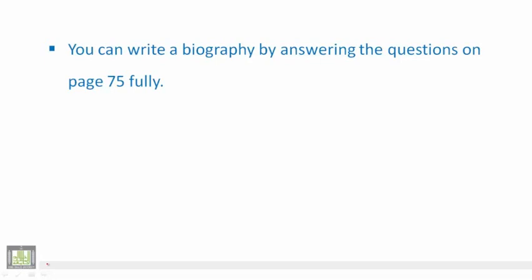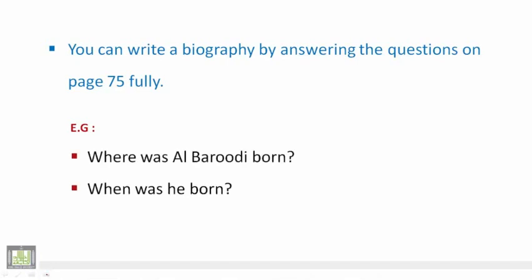Now, you can write a biography by answering the questions on page 75 fully. You can write a biography similar to this if you can answer the questions on page 75 completely. Some of these questions are: Where was al-Barudi born? When was he born? And what did he become? If you make questions like this and you answer them about yourself, you can end up with a short biography. Hope you've benefited from this lesson.